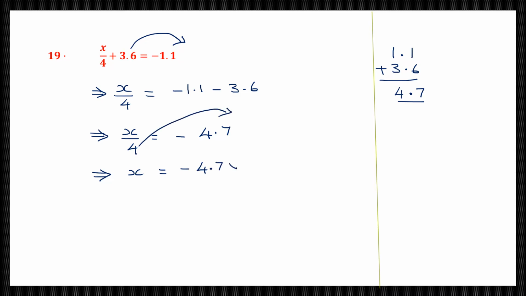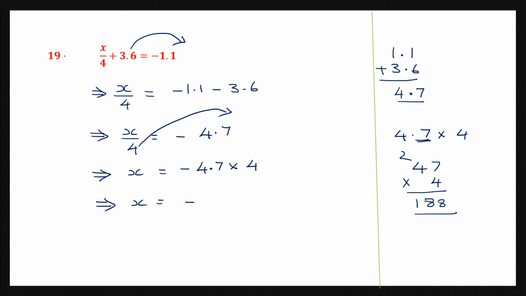So now to solve for x, we write minus 4.7 and we transpose 4 to the right hand side. It becomes multiplication. So let's solve for x. The minus sign remains. 4.7 into 4. Ignore the point. 47 into 4. 4 sevens are 28, carry 2, 4 fours are 16, 17, 18. Now put back the point. Here we have one place, so the answer also should have one place. It is 18.8. So the value of x is minus 18.8.